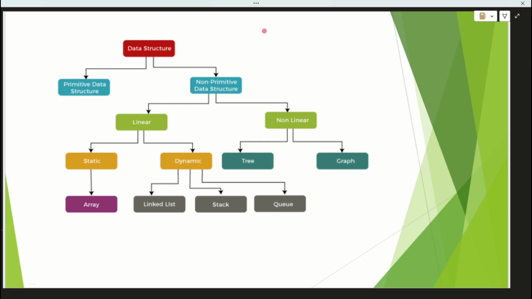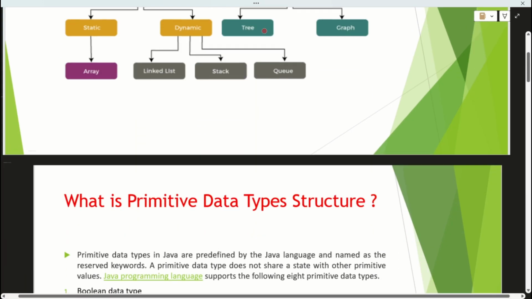So in this video we are going to discuss two data types: primitive and non-primitive data types. There are basically two data types, primitive and non-primitive. Now we will discuss the definition of both of these, then we will come back to this diagram. So let us first discuss primitive data types.